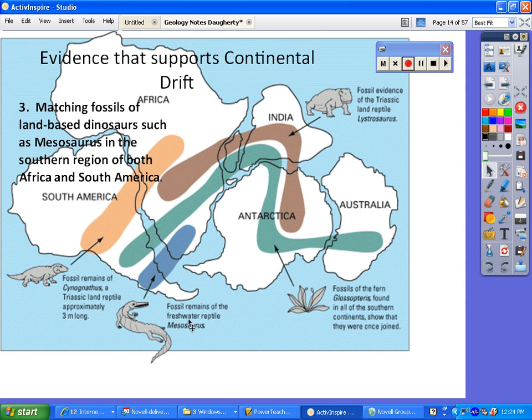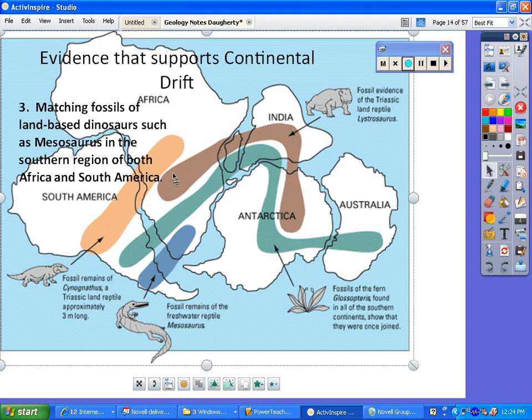The Mesosaurus, okay, same thing. South America and Africa, right where we thought they would meet together. This is where we find their fossils. We have Lystrosaurus. We have banding pattern in Antarctica, India, and Africa.